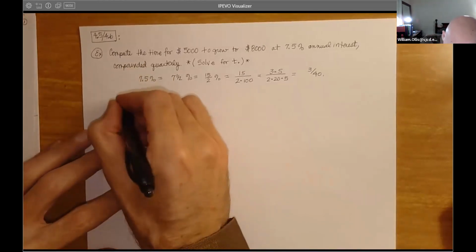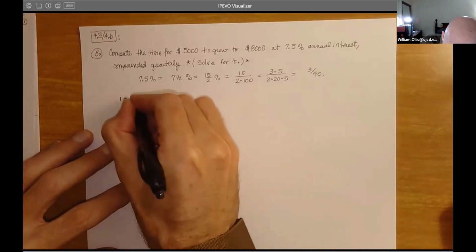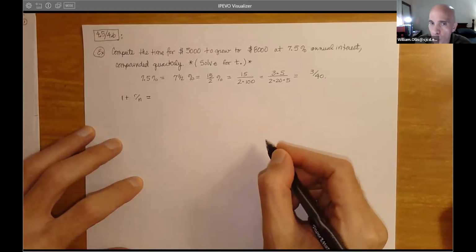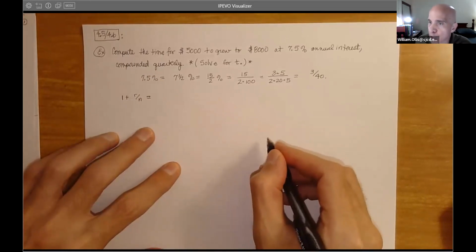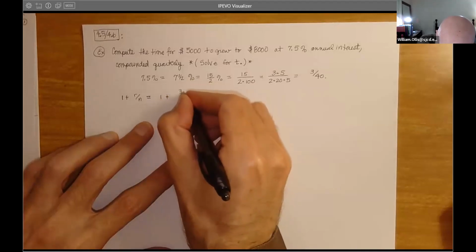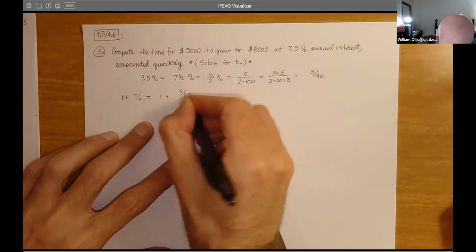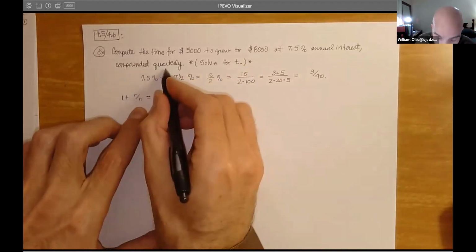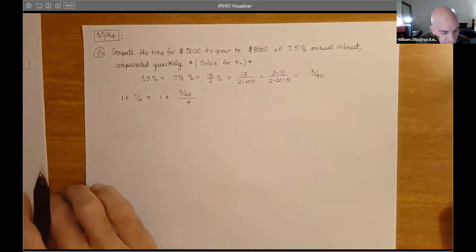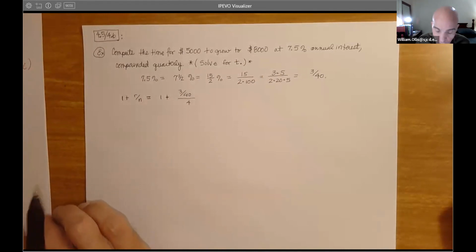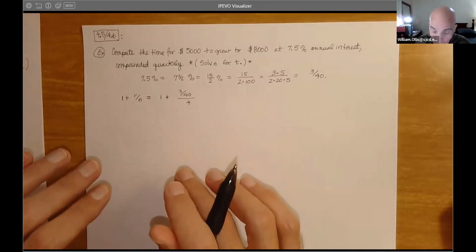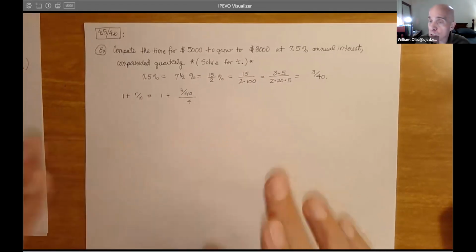So now what do we need? We need 1 plus r over n. It's good to just kind of set this up like we're doing a quadratic equation to get ready for the punchline, so to speak. So this will be 1 plus, we have 3/40, and n is equal to 4 because we have quarterly, so we have 4. What's interesting about this particular type of computation is that we keep everything, like I say, exact, and we don't have to worry about introducing round off error.